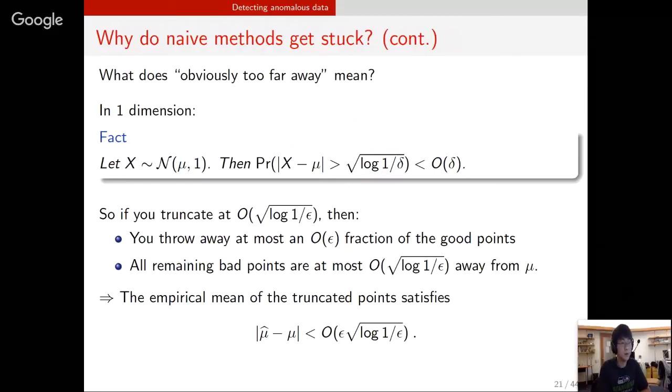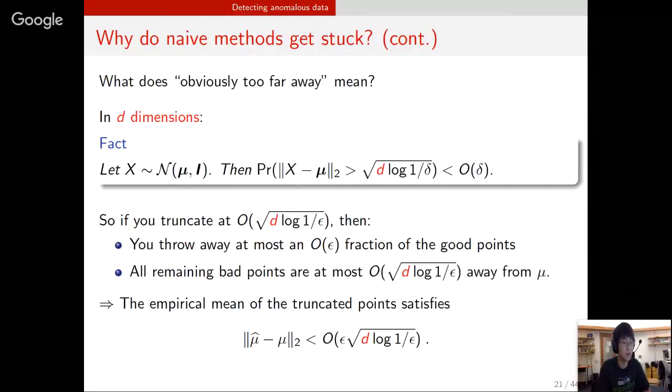Okay, so what goes wrong in D dimensions? The problem is that this fact loses these root D factors inherently. In D dimensions, the fact changes. If x is now drawn from a Gaussian with mean mu and variance identity, then the probability that x minus mu in 2 norm is greater than square root D log 1 over delta is less than O of delta now. And this root D here is really inherent. Most points from a Gaussian will be about root D away from the mean in D dimensions. What this means is that you need to truncate at square root D log 1 over epsilon. And when you do this, you still don't throw away that many good points.